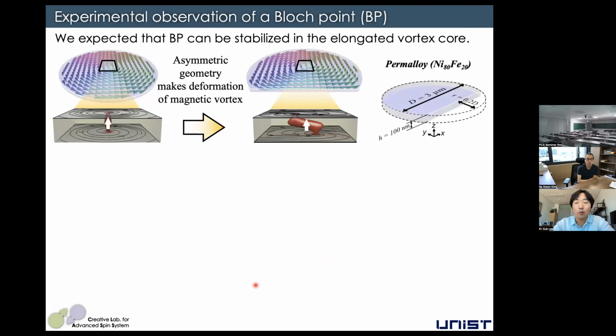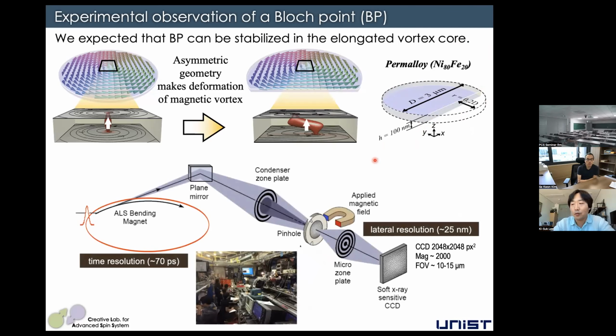Okay, so we make this kind of permalloy disk system with given dimensions, and then we measured the MCD signals by using soft X-rays at the Lawrence Berkeley National Lab Advanced Light Source. Here we have a very high resolution, about 20 or 25 nanometers, so it's enough to figure out the surrounding structures of the Bloch point.